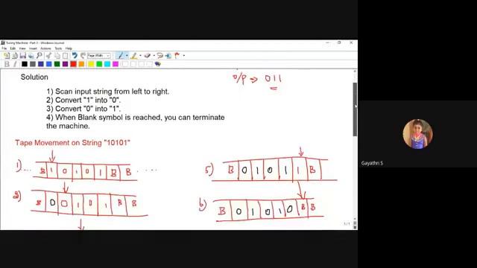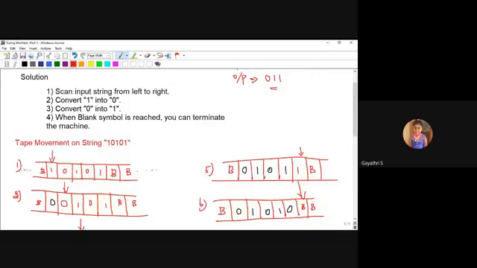In the tape movement, you fill in the input string. Here I will take the input string 10101. The remaining parts are filled with blank symbol. As per the procedure, your tape is infinite at both ends. So I will make this tape movement for this problem, with both ends filled with blank symbol.